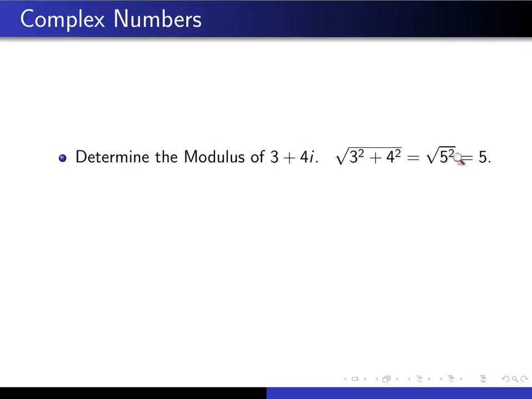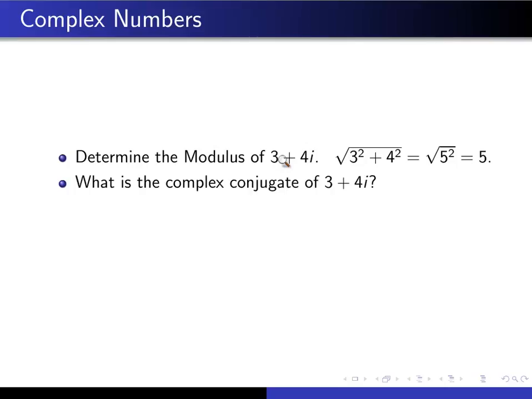The modulus kind of makes more intuitive sense when you plot it on the Argand diagram. That's the distance, or the length of the line from the origin to that complex number. So if we plot 3 plus 4i on an Argand diagram and we draw a line from that to 0, 0, the length of that is equal to the modulus.